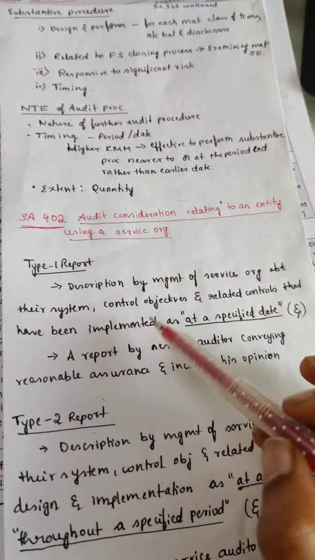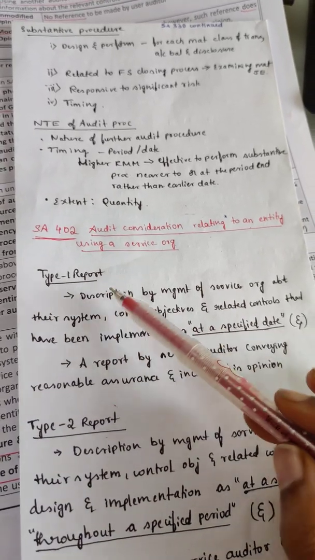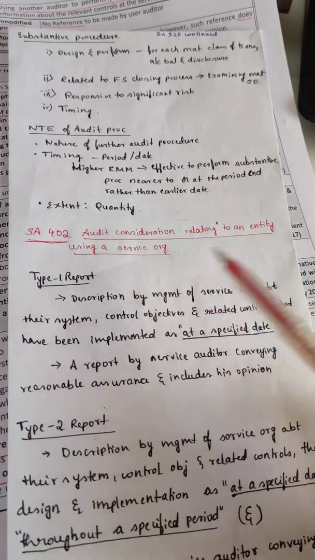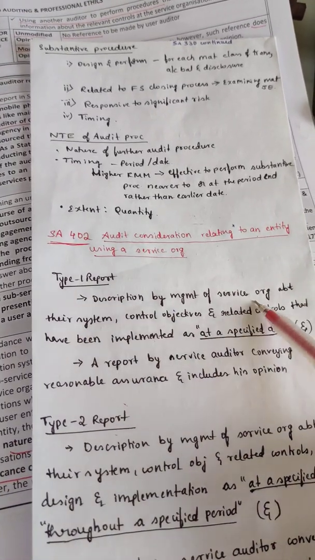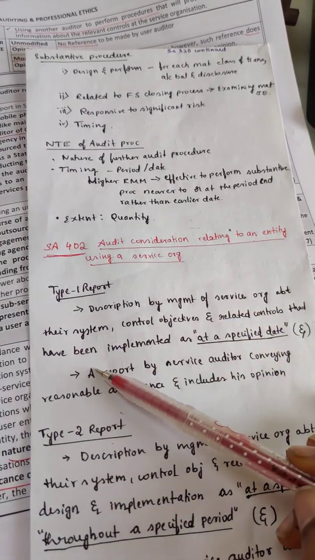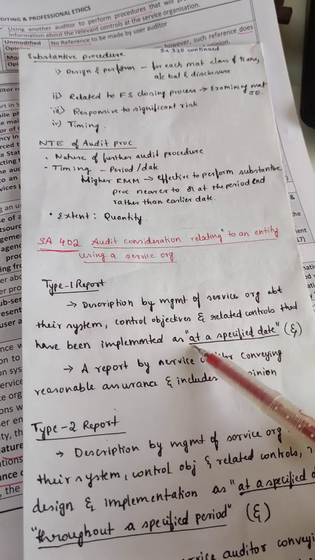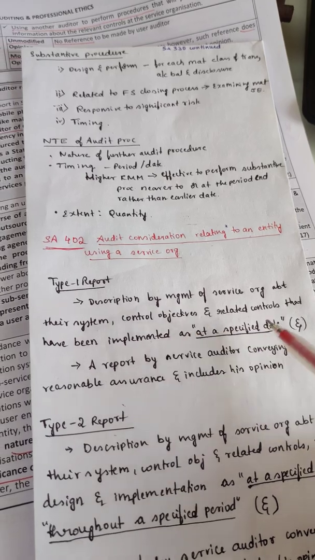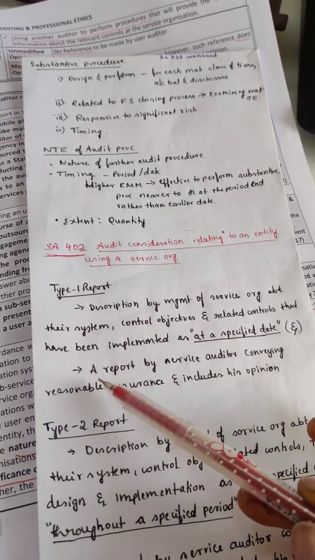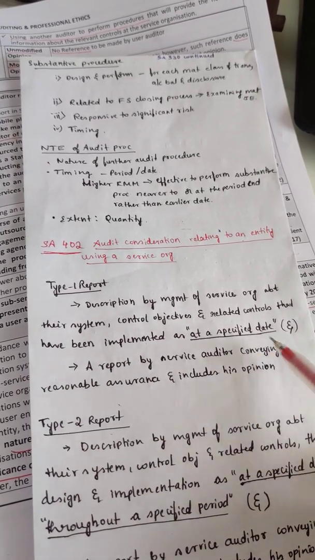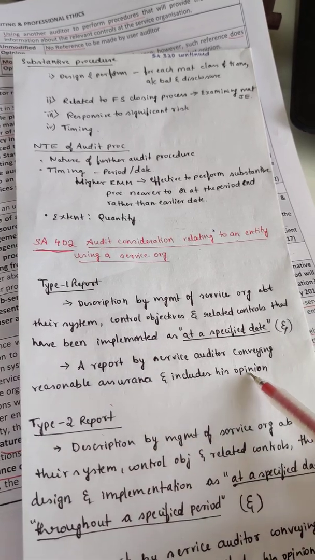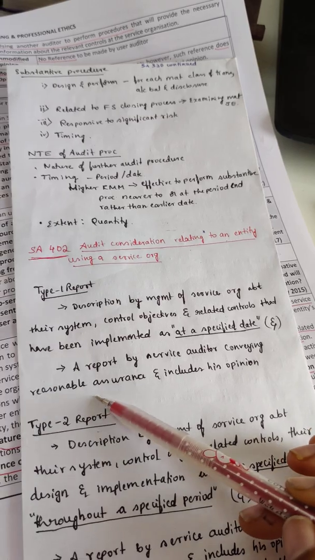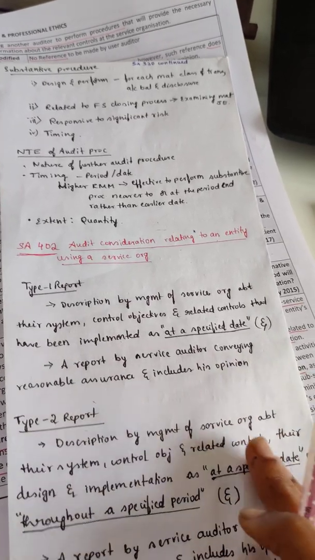Type 1 report: the major difference is that this is a description by the management of the service organization about their system, control objectives and related controls that have been implemented as at a specified date. So the report is given at a specified date. It also includes a report by the service auditor conveying reasonable assurance, and includes his opinion.